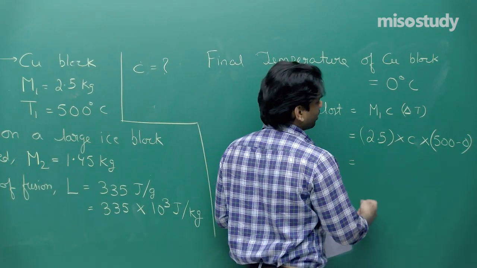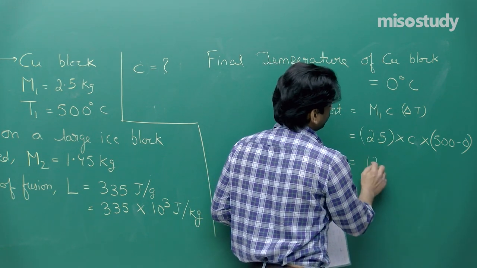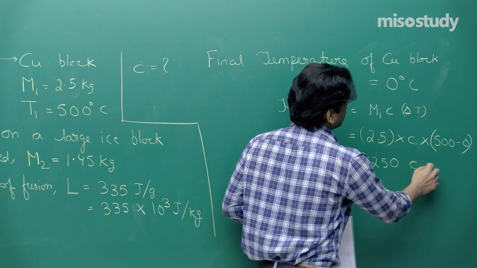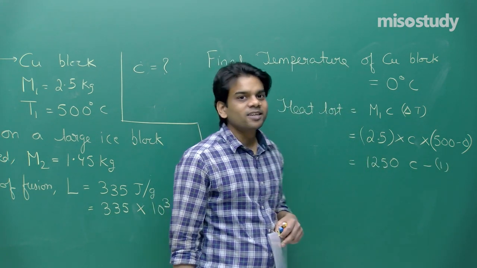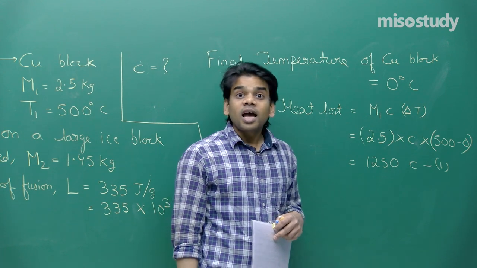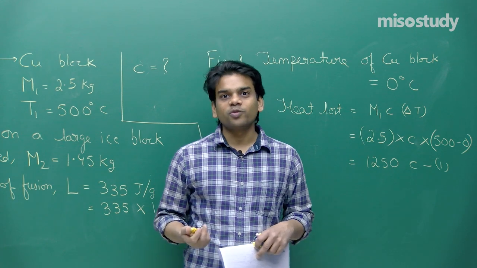2.5 multiplied with 500, so you're going to get 25 into 5, 125, so 1250 c, this is what you're going to obtain. This will be the amount of heat that will be lost. Now, ice melts, that means it is gaining some amount of heat energy.